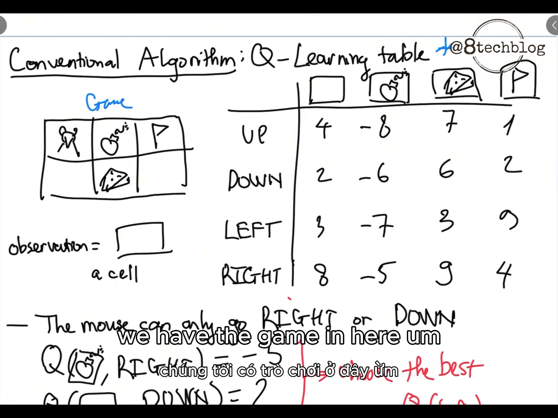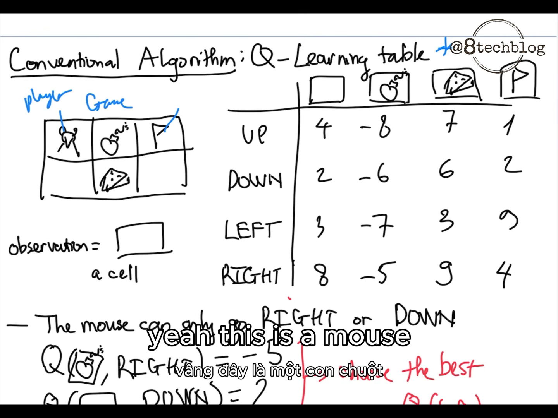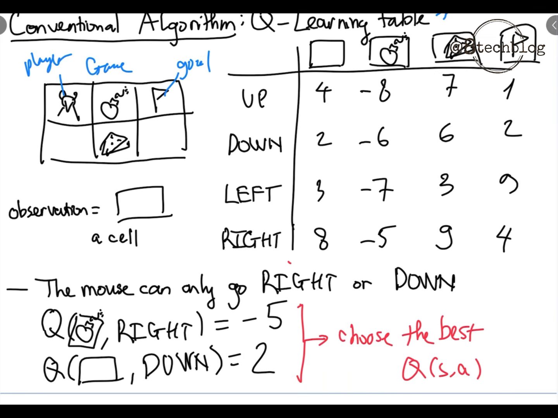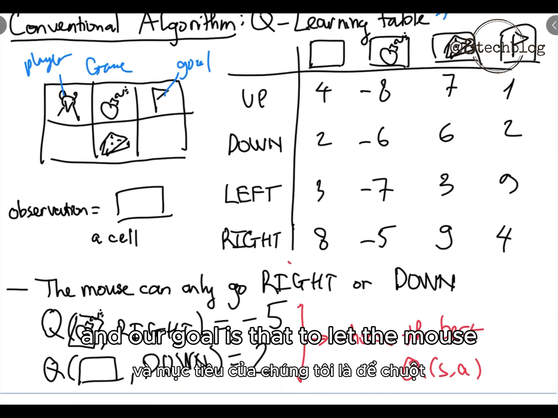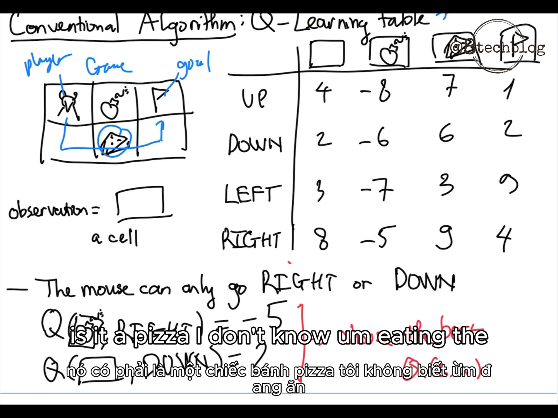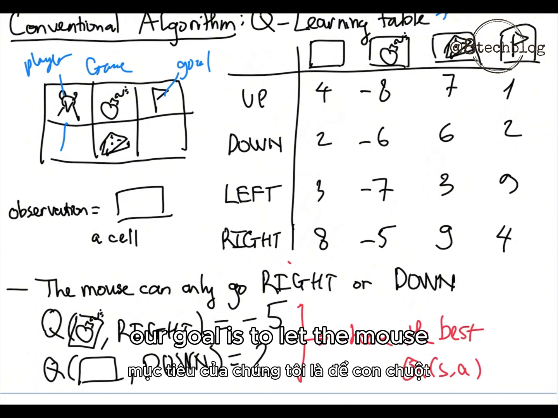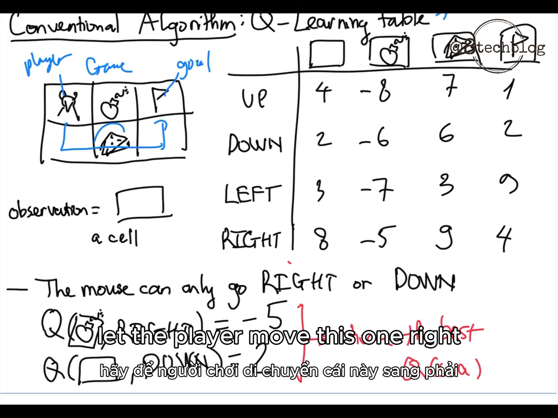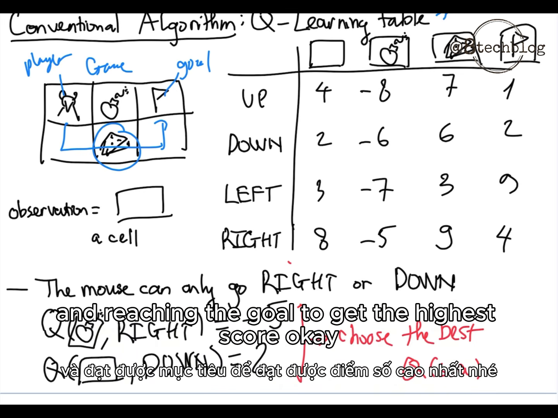For example, we have the game in here. This is the mouse, this is the player, and this is the goal. Our goal is to let the player move the mouse, eat the cheese and reach the goal to get the highest score.